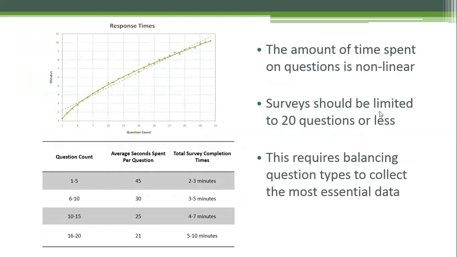So this really goes back to having very concise surveys and asking the really important questions. This also requires balancing the question types, because, as we went over earlier, different types of questions take different amounts of time. Yes/no questions may be a little easier to answer versus a ranking question or providing feedback in the form of an open response. These all take different amounts of time, and those are things to also consider when composing your survey.